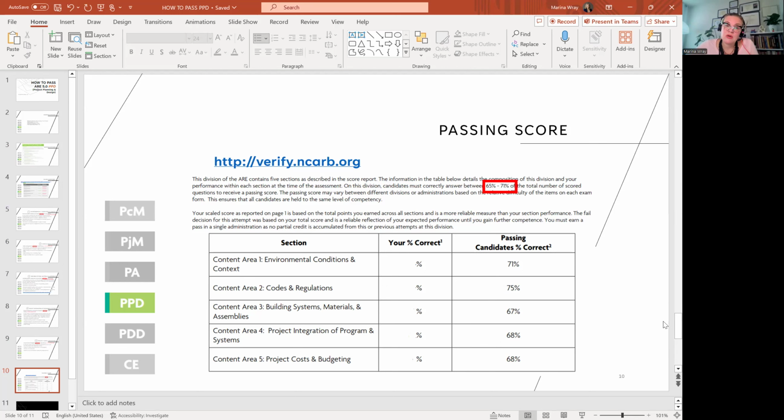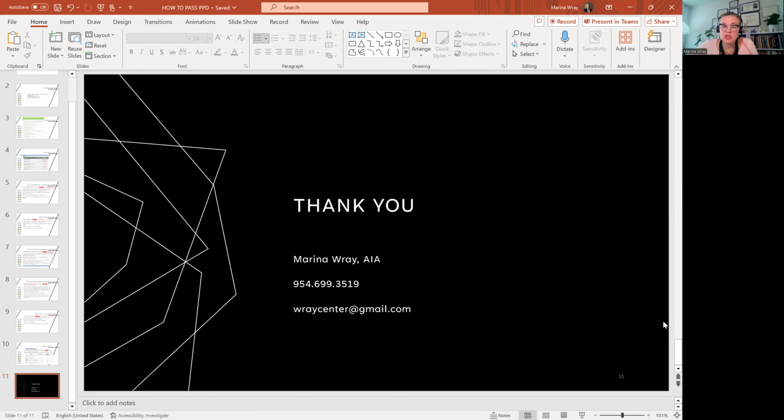And this is the breakdown by the content areas, based on the number of questions per each section. You see how it varies. And that was actually it for our project planning and design division.